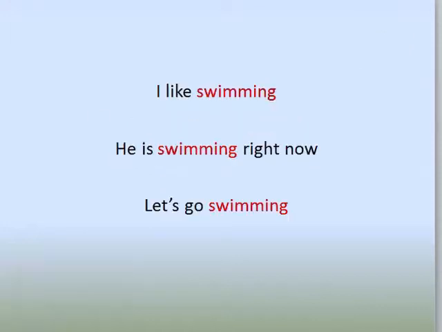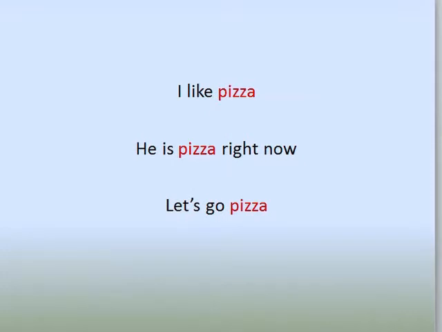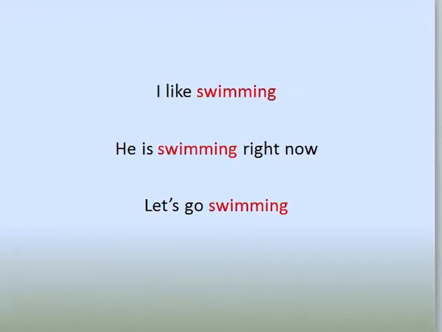And so here we go. Well, you can say, whoa, those are all Masdars, right? Because they're all swimming. Well, they're not really because, remember, a Masdar is a noun, and it can be replaced with another noun. So let's replace all these with a noun. Oh, I like swimming. I like pizza. He is swimming. He is pizza. Let's go swimming. Let's go pizza. Okay, so the idea is this first one here is a verbal noun. This is a gerund in English.